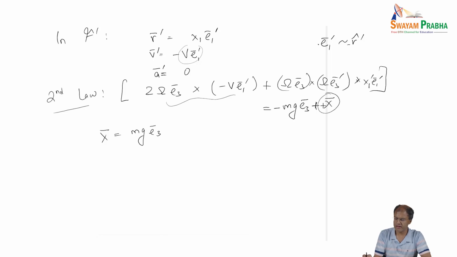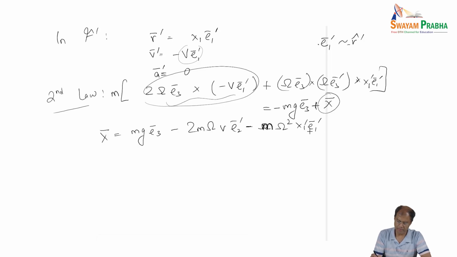We see that x is our unknown force. So now we can regroup all the terms on the left hand side to find out this unknown force x. So x is the quantity which is coming from the weight of the man, mg E3, minus this particular quantity, we have to put an m, the mass as well. So this is minus 2m omega v E2 prime minus m omega square x1 E1 prime.